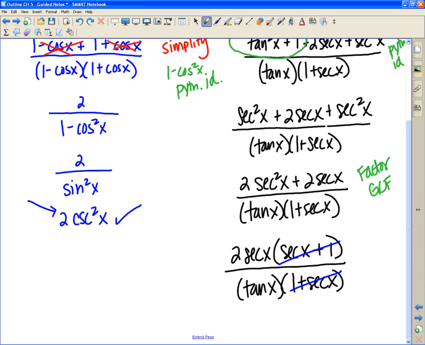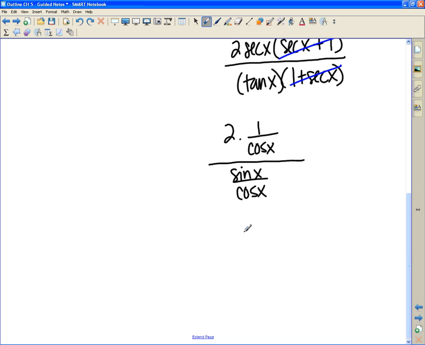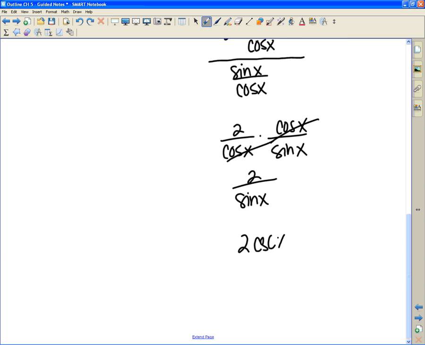And I am almost done here after I do some basic identities. 2 times secant is really 2 times 1 over cosine. I'm going to divide that by a tangent, which is sine over cosine. Dividing by fractions is easy as pie. 2 over cosine times cosine over sine. Final answer, 2 divided by sine of x is equivalent to 2 times the cosecant of x. Wow, that was long and involved.